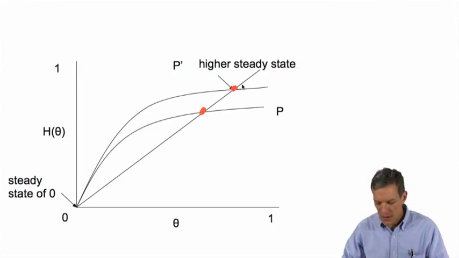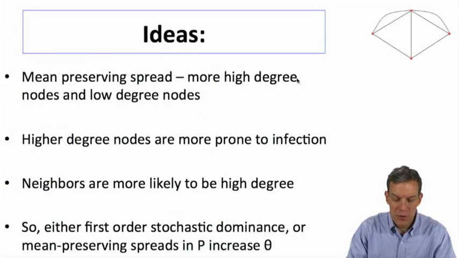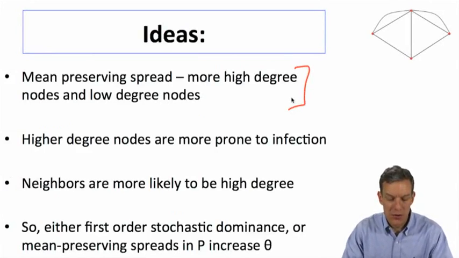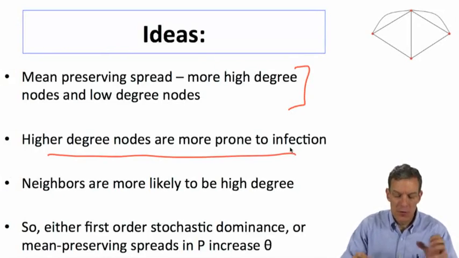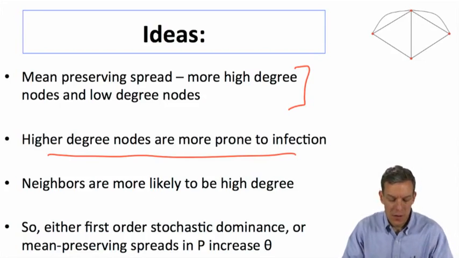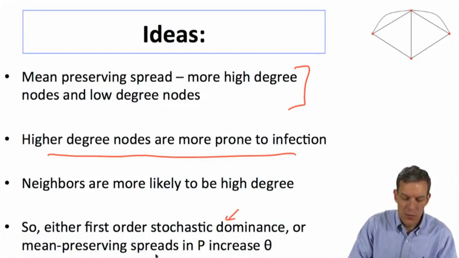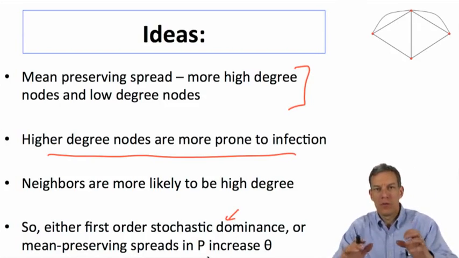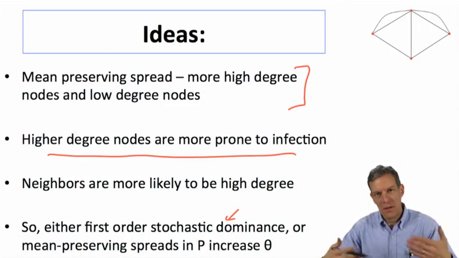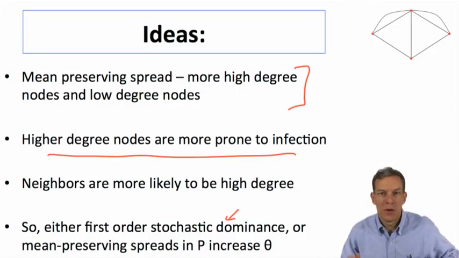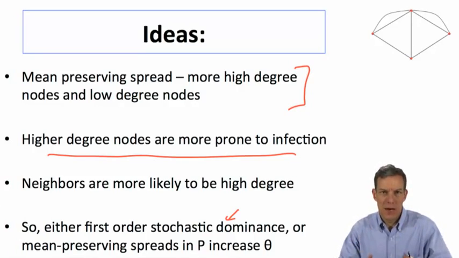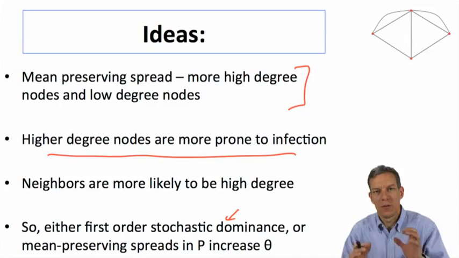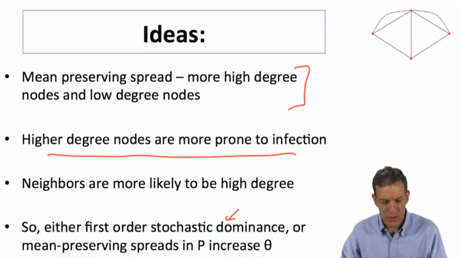Okay? So either way that we went through things, mean preserving spread, more high degree nodes and low degree nodes, but the higher degree nodes are more prone to infection. Neighbors are more likely to be high degree. So either first order stochastic dominance or mean preserving spreads, both of those lead to increases in the infection rates. So here we're now able to say something about the degree distributions of interactions and infection rates. So it's a nice model in terms of allowing us to do these kinds of calculations.